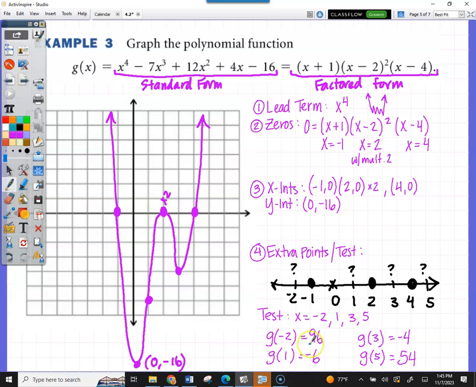When you go to graph a polynomial, this is telling you where the x-intercept is. I plugged in -2, I got 96. That's positive. When I plugged in 1, I got -6. So that tells me that the graph is crossing the x-axis. There's a 0 between -2 and 1.